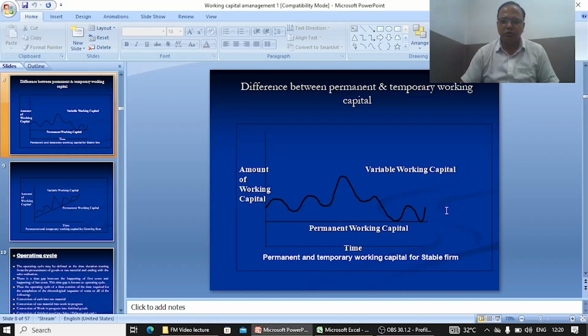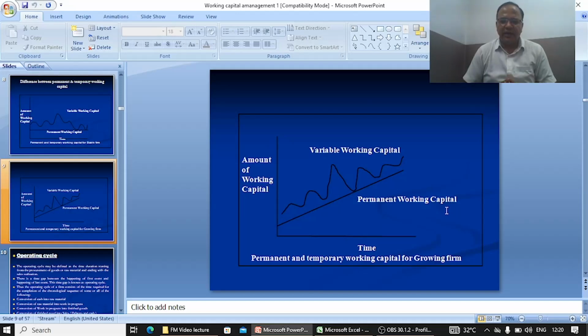This chart is used where the firm has stability in operations. Another chart is prepared for an organization where there are a lot of opportunities for growth. You can say this chart belongs to a growing firm, and the last chart belongs to a stable firm. It means there was no growth in the business, the business is in a position of stagnation and is stable nowadays. In this chart there are two types of working capital, variable and permanent.